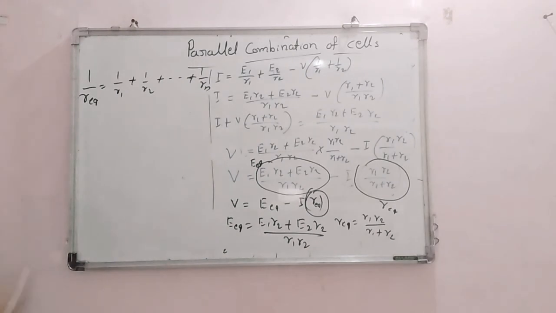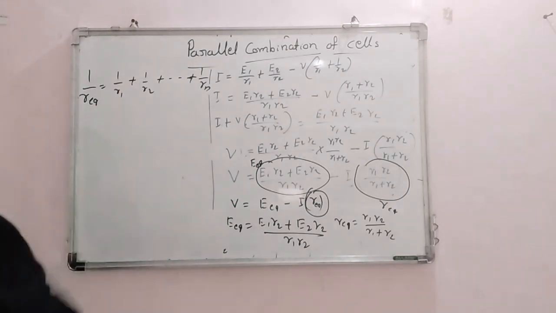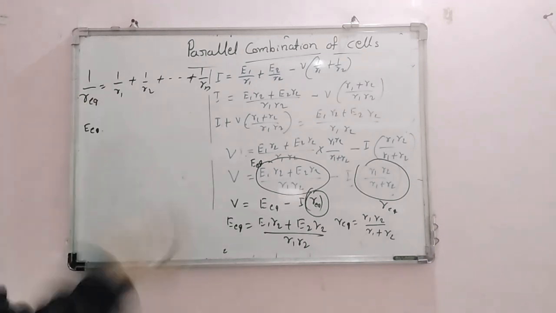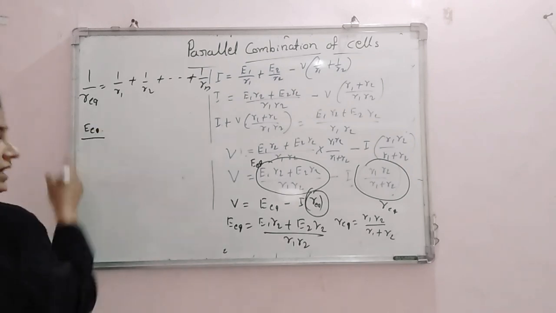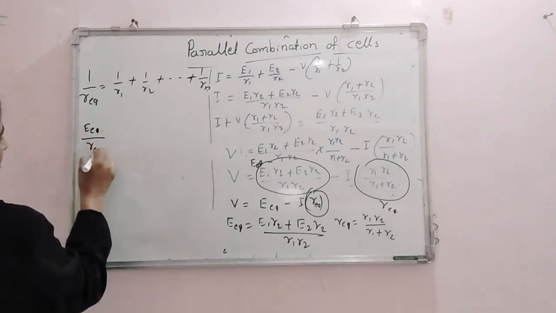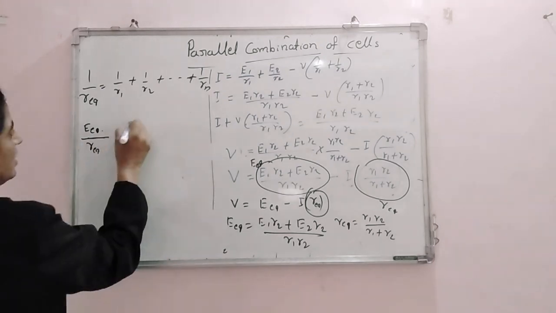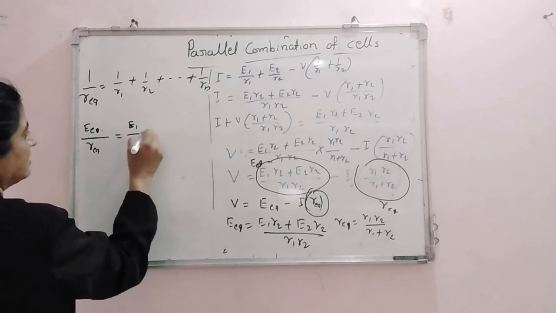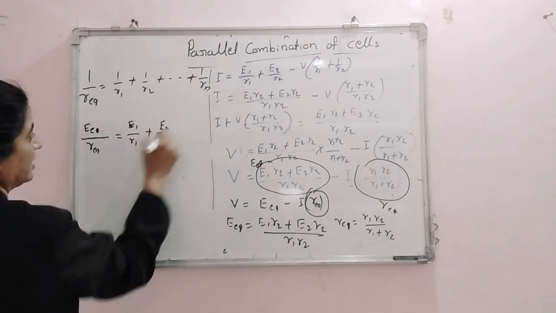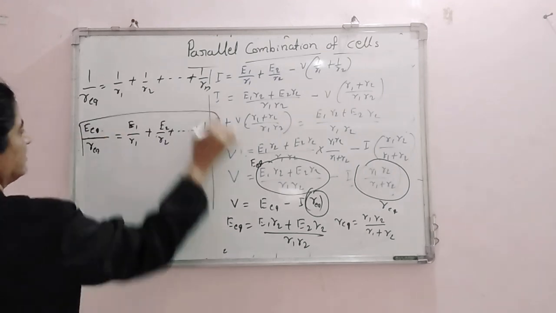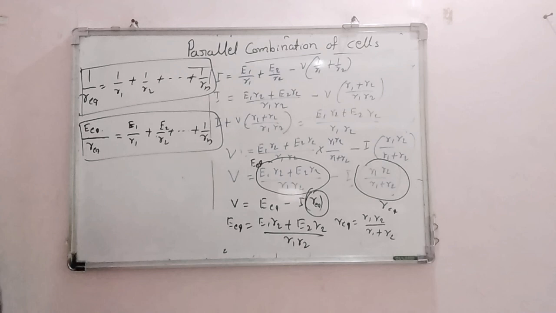And here we have an equation, net current flowing through the circuit is nothing but E equivalent, or if the parallel combination is considered as a single battery, then the net current is E equivalent into R divided by R equivalent. E equivalent divided by R equivalent, that is equal to E1 upon R1 plus E2 upon R2 plus dash dash dash plus En upon Rn. These are the equations we get for the parallel combination of the cells.